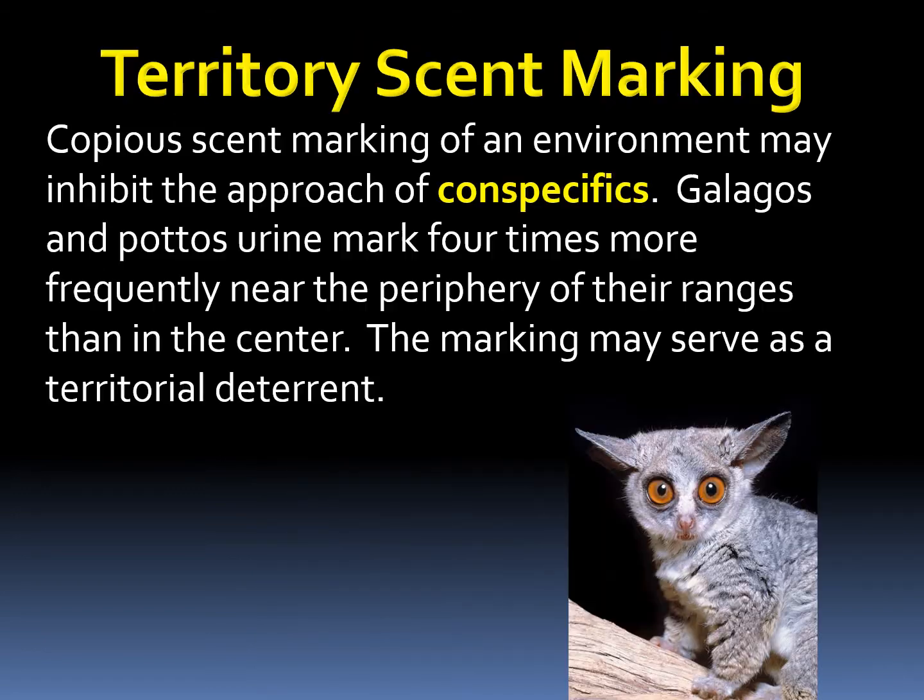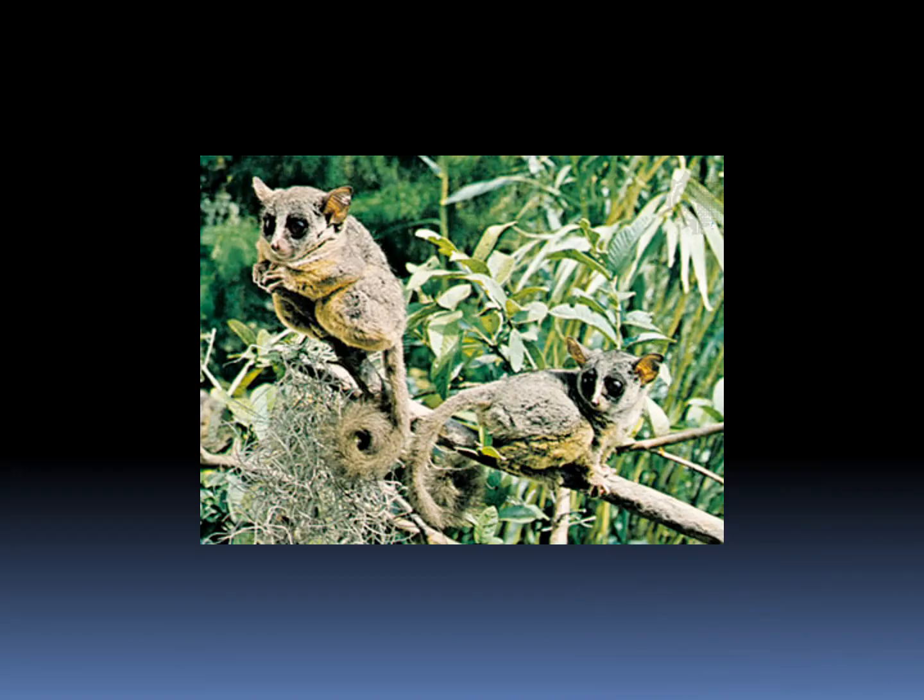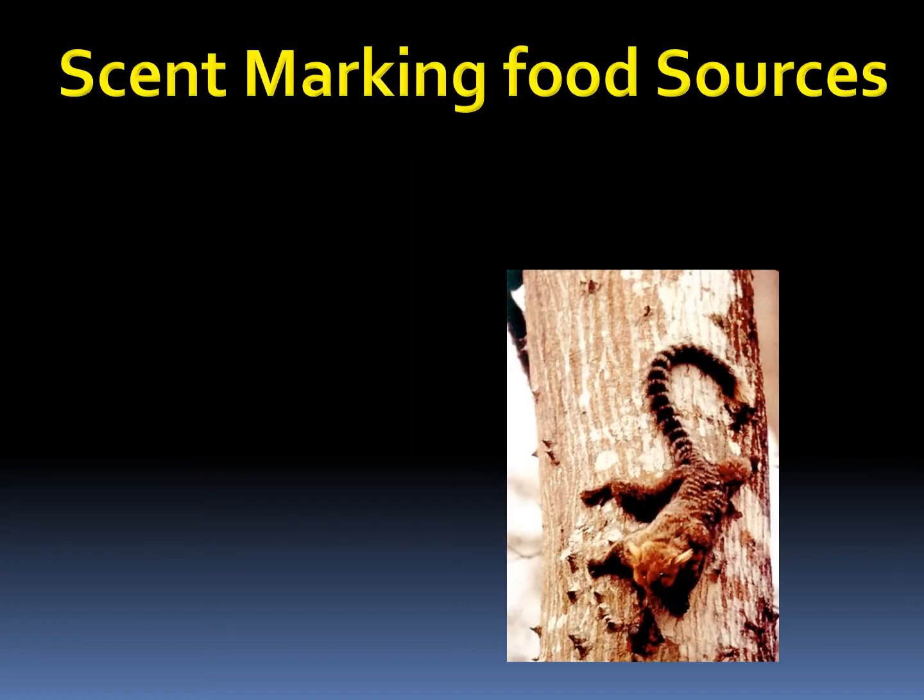So if we have territory and scent marking, copious scent marking of an environment may inhibit the approach of what we call conspecifics, or other members of the same species. Galagos and potto monkeys will urine mark four times more frequently near the periphery of their ranges or habitats than in the center, right? So the marking may serve as a territorial deterrent. So I was just showing you some of those smaller primates. We do see a lot of scent marking in smaller primates because, in essence, it is a deterrent keeping other primates from coming into their area.